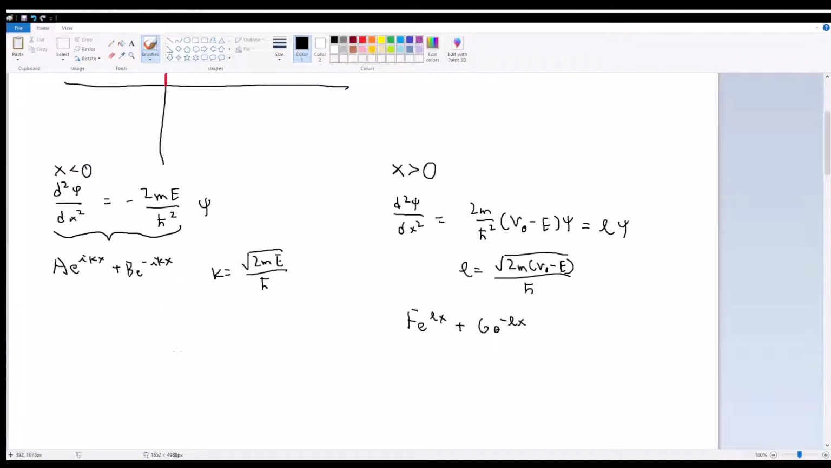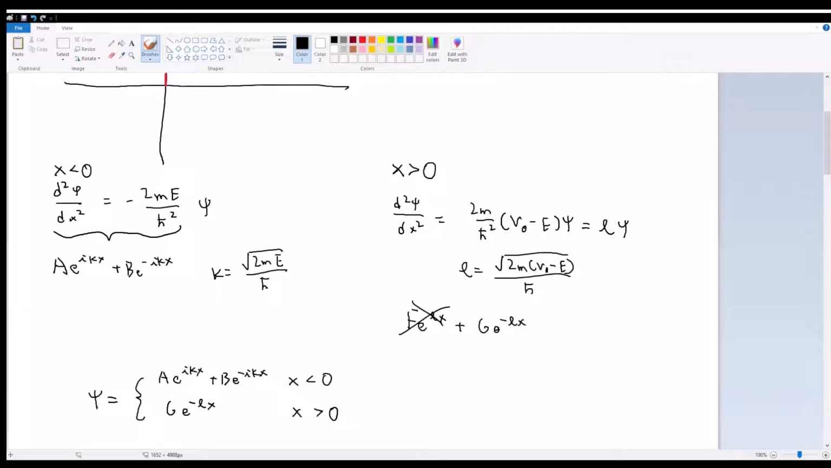Immediately we see that A e to the ikx plus B e to the negative ikx doesn't blow up ever. However, on this side, x is going to positive infinity, and if we don't let F equal 0, then F e to the lx is going to blow up. That's going to give us an invalid wave function, so automatically we require that F is equal to 0. Our resulting piecewise function is going to look like A e to the ikx plus B e to the negative ikx when x is negative, and G e to the negative lx when x is positive.